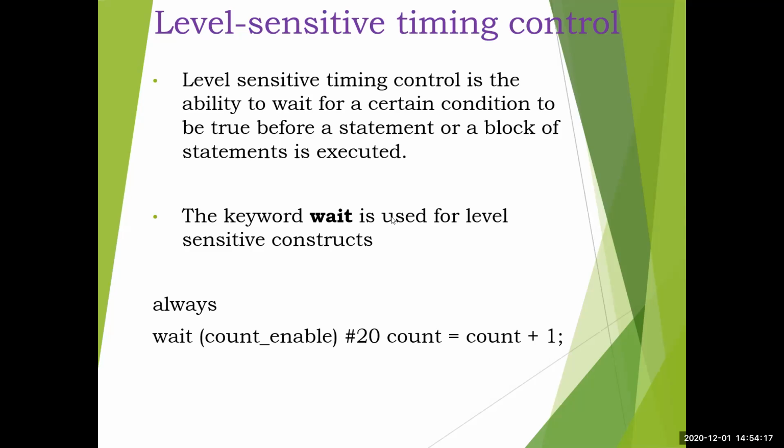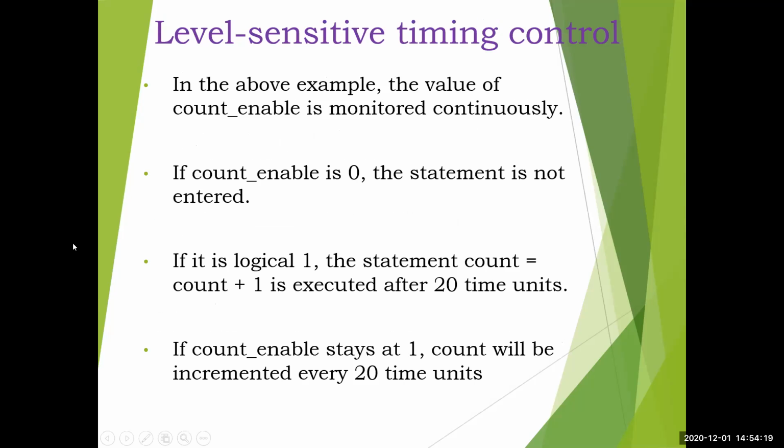Just to explain this program: in the above example, the value of count_enable is monitored continuously. If count_enable is 0, the statement is not entered at all. If it is logical 1, the statement count equal to count plus 1 is executed after 20 time units. That is the condition. If count_enable stays at 1, count will be incremented every 20 time units. So this is the level sensitive timing control.